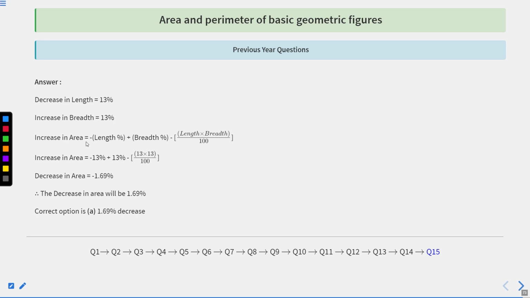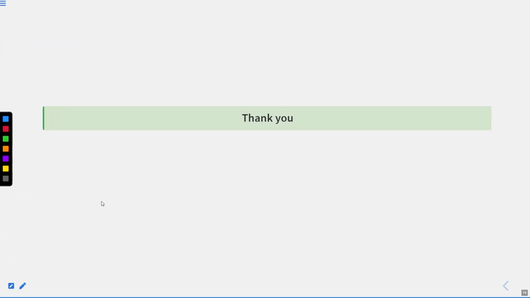So the increase in area is equal to minus length percent plus breadth percent minus length into breadth upon 100. So the increase in area will be equal to minus 13% plus 13% minus 13 times 13 upon 100. So the decrease in area is equal to minus 1.69%. Therefore, the decrease in area will be 1.69%. So option A is correct here, that is 1.69% decrease.